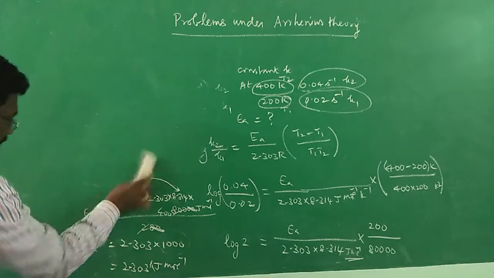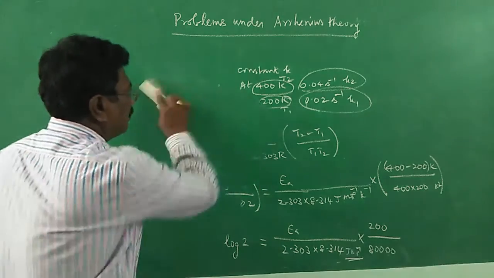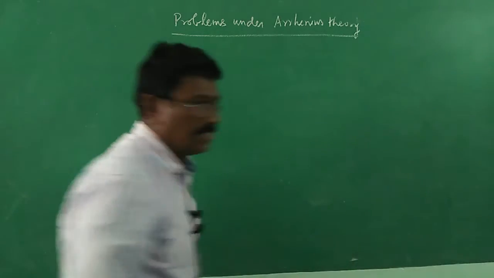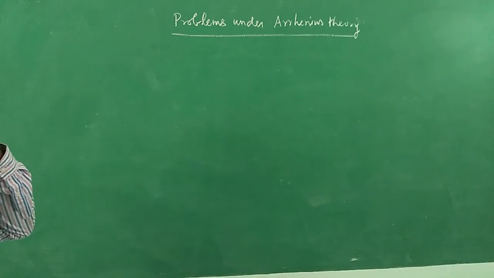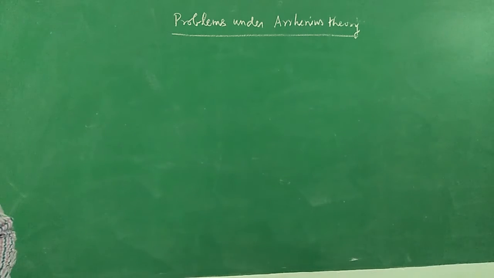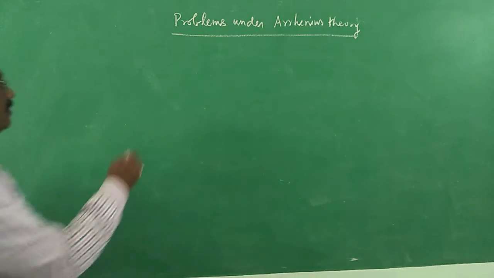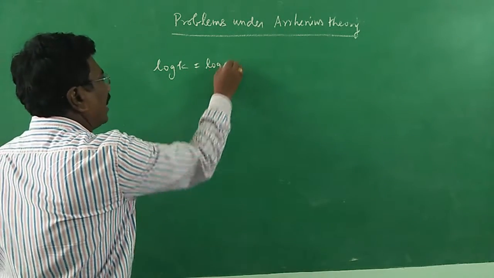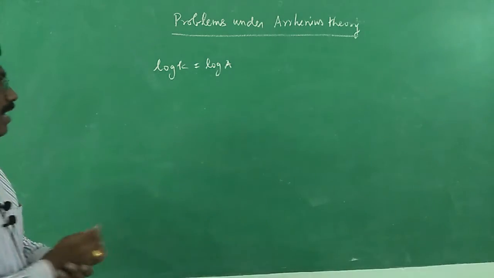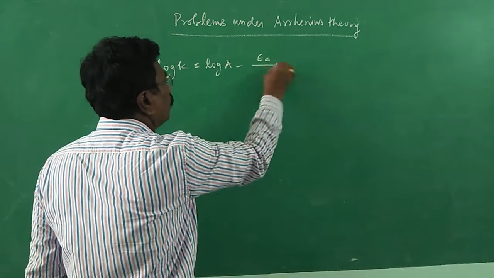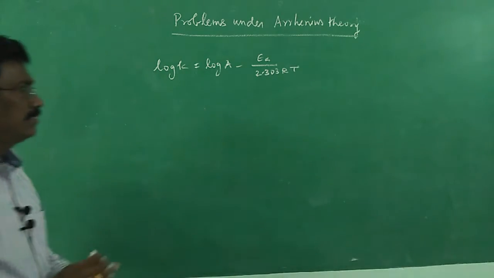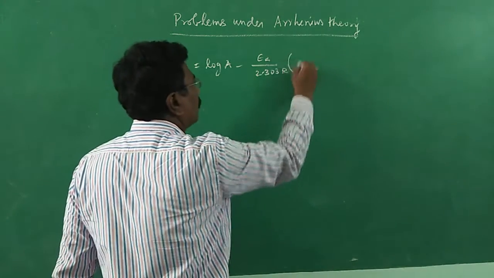Next, example 8. What is given in example 8? They are given the logarithmic equation: log k is equal to log A minus Ea by 2.303 RT, in other words, into 1 by T. Both are correct.